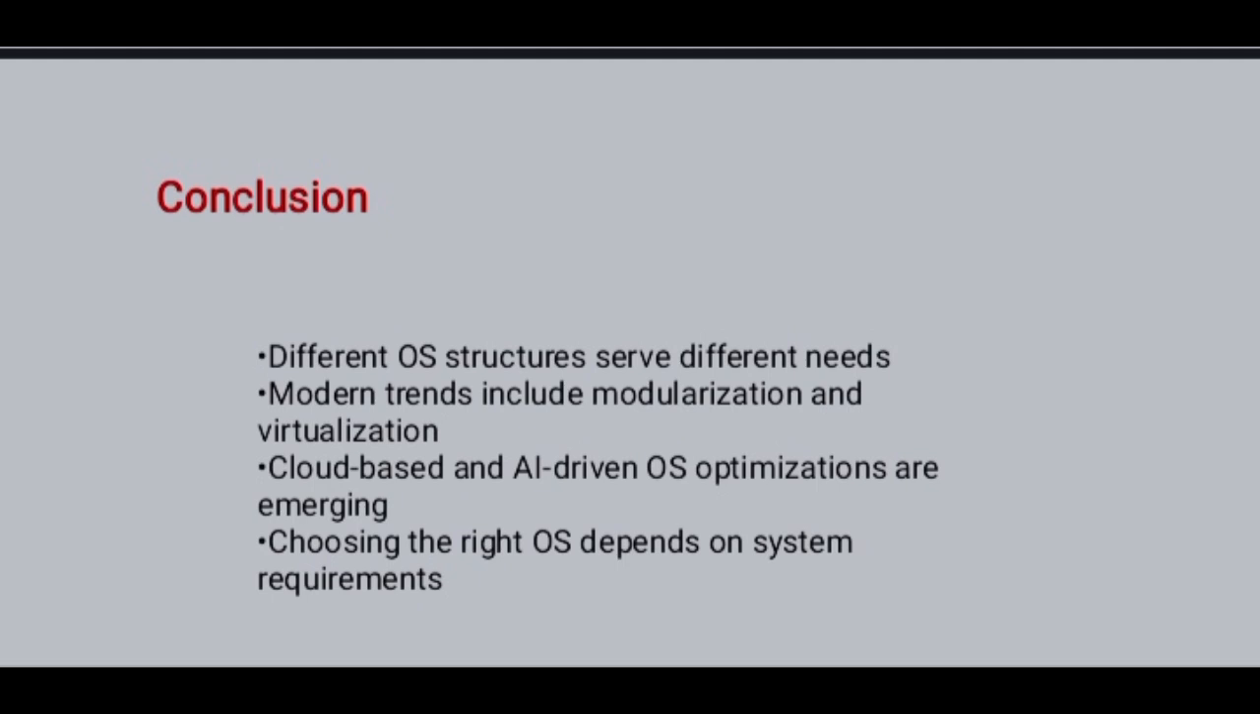Modern OSs like Windows often use a hybrid architecture. Current trends in OS development include modularization, being more flexible by adding or removing components, and virtualization. Cloud computing and AI are also influencing OS development, with cloud-based OSs and AI-driven optimizations becoming more common. Finally, it stresses that selecting the right OS depends on the specific requirements of the system it will be running on.